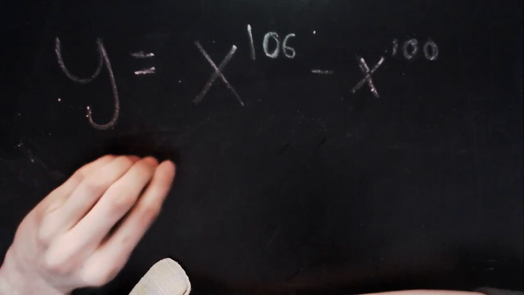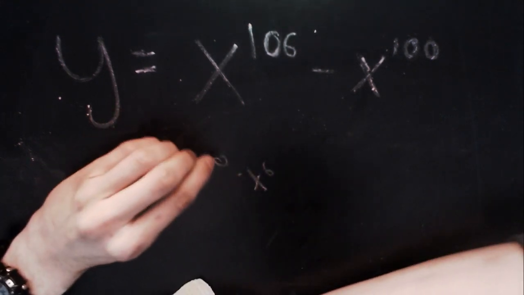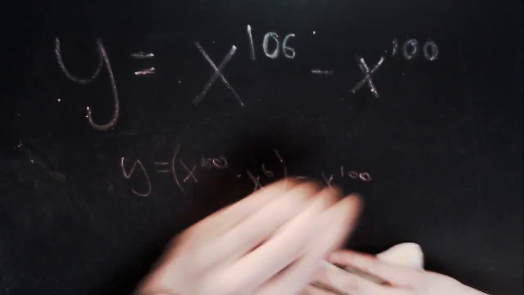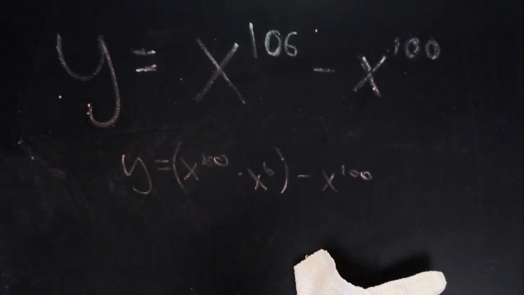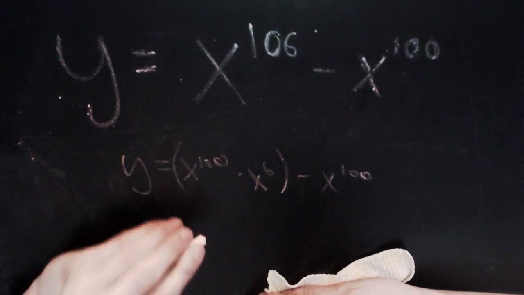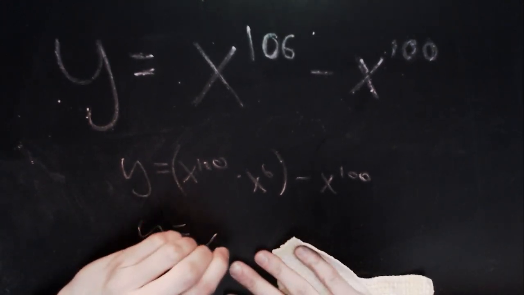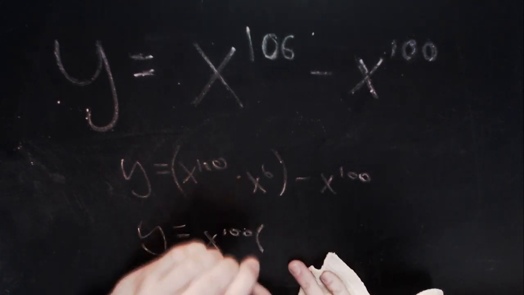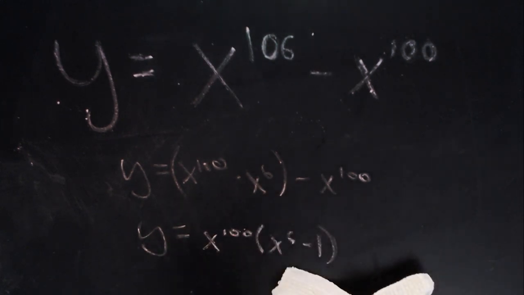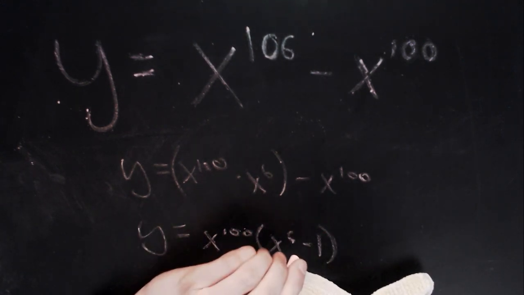So now what we have is y is going to be equal to x to the power of 100 times x to the power of 6, put that in parentheses, minus x to the power of 100. As you can see, this problem is actually remarkably simple once we figure it out. All we have to do is factor out x to the power of 100. So now y is going to be equal to x to the power of 100 times x to the power of 6 minus 1. These are our prime factors: x to the power of 100 times whatever this is, x to the power of 6 minus 1.